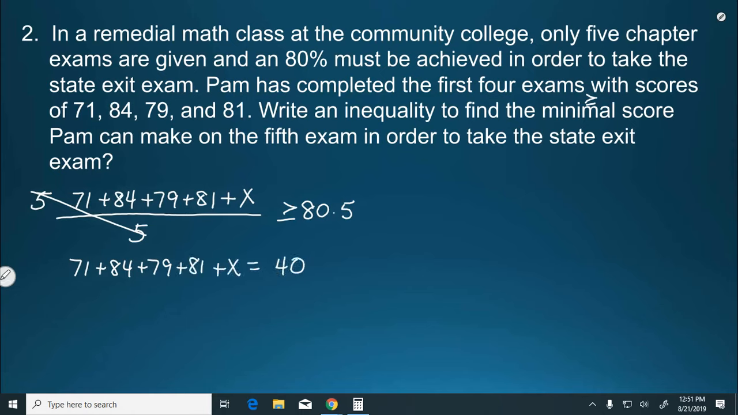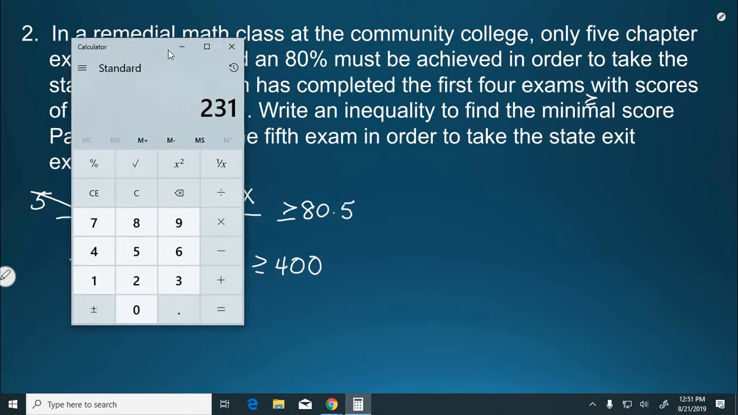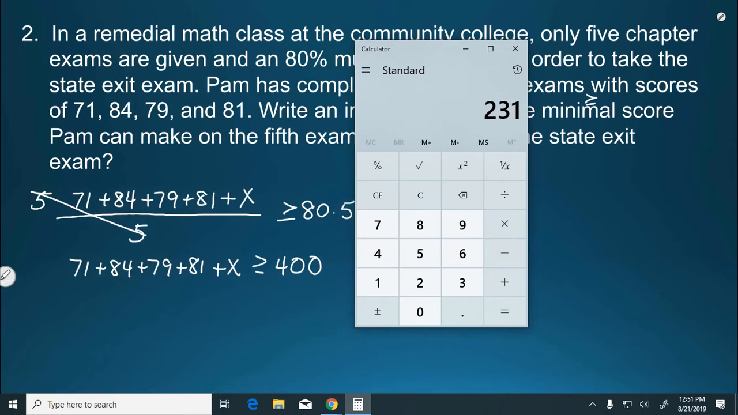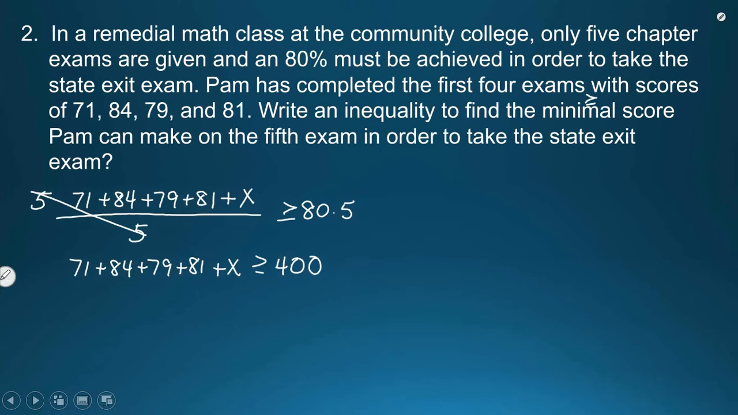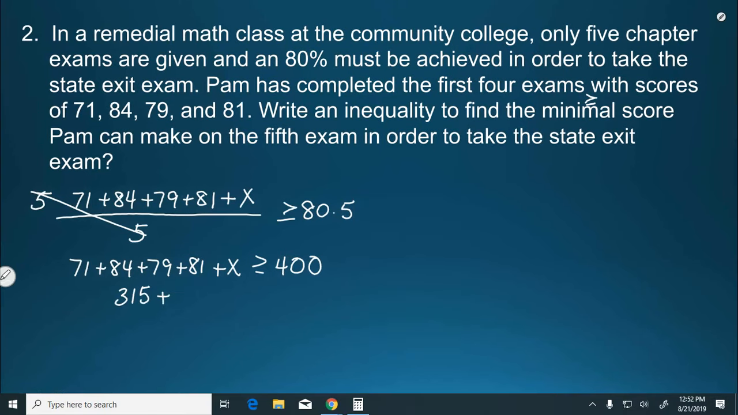Now we need to add here. There are some larger numbers, and since the goal here is just to get the problem done, I'm just going to use my calculator to quickly add those together. 71 plus 84 plus 79 plus 81 gives me a total of 315. So that's 315 plus x has to be greater than or equal to 400. Subtract the 315. So x has to be greater than or equal to 85.